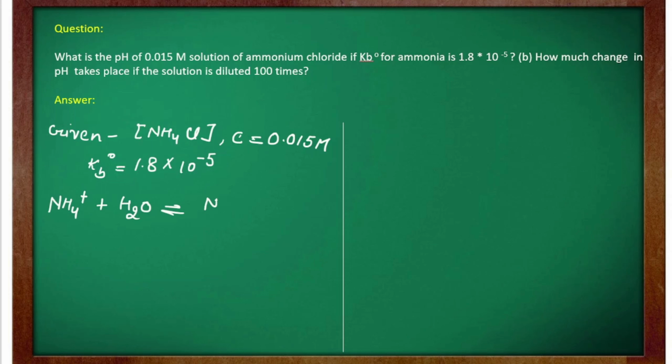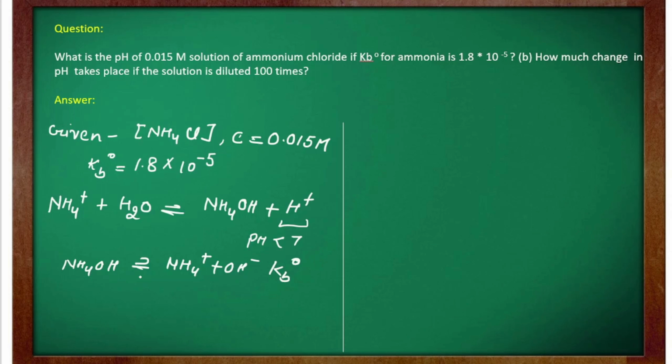Hydrolysis of ammonium ion is the combination of two reactions. First reaction is the reverse of dissociation of ammonium hydroxide and second reaction is the dissociation of water. Hydrolysis constant is equal to dissociation constant of water divided by dissociation constant of ammonium hydroxide.